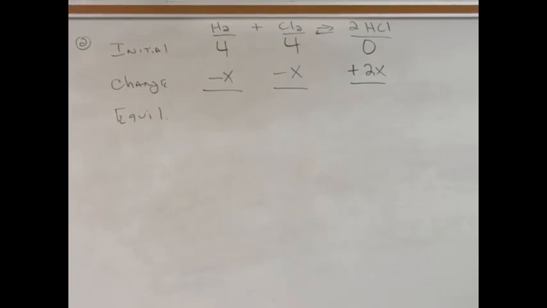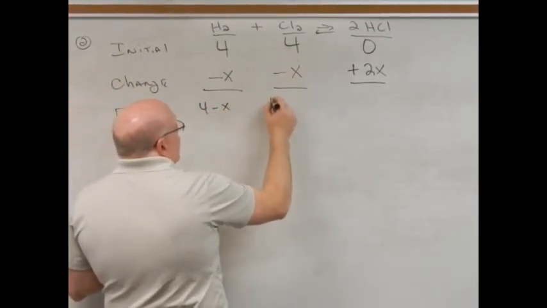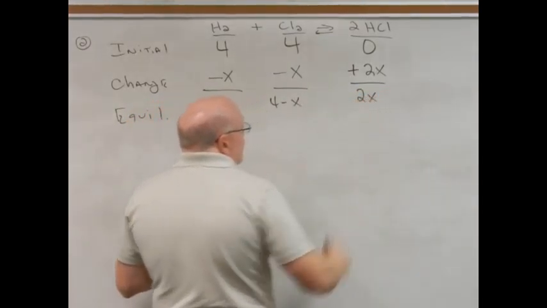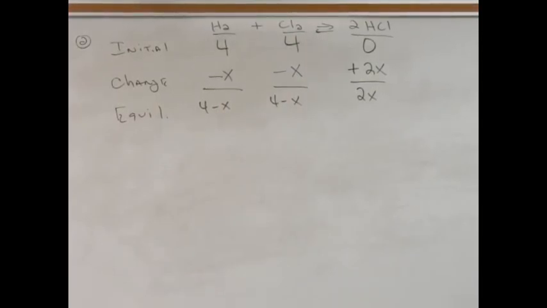So if we look at what we know at equilibrium, we just do the column. This is 4 minus x. This one is 4 minus x. This one is 2x. That's all we know. We don't know what x is yet. If we knew what the numbers were, we would put them right back in the equilibrium expression. And we can. We're going to do it with the x.